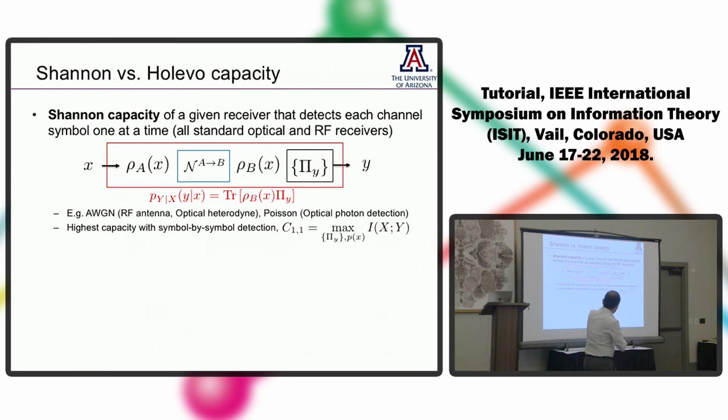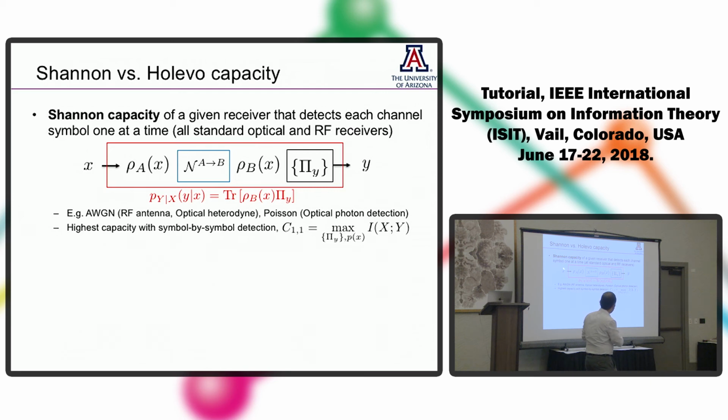So let's look at the most general setting. I have an input x. So this is modulation. I'm modulating x with states rho sub a of x, feeding that rho sub a of x into my quantum channel, and I defined a quantum channel towards the beginning of my talk. It's a completely positive trace preserving map from system A to system B. I get state rho sub b of x, I present that with a measurement, and then I get a y.